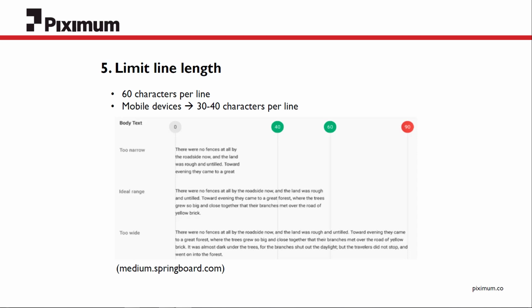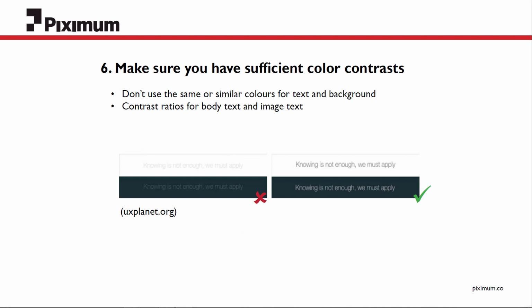Make sure you have sufficient color contrast. Don't use the same or similar colors for text and background. The more visible the text, the faster users are able to scan and read it. The W3C recommends the following contrast ratio for body text and image text. Small text should have a contrast ratio of at least 4.5 to 1 against its background.